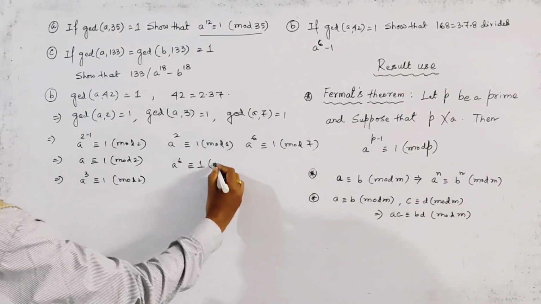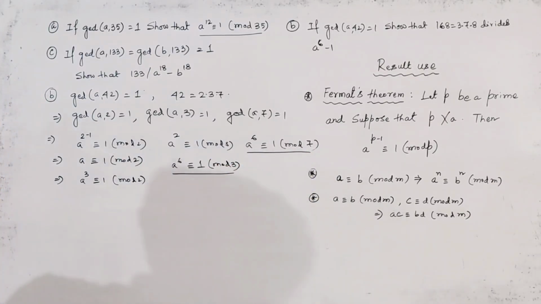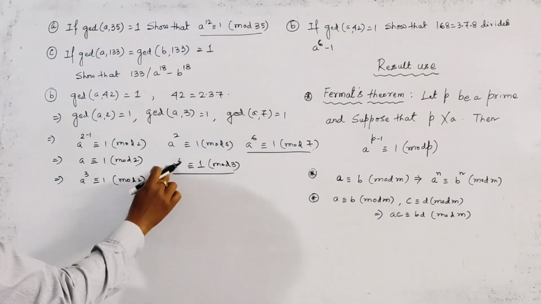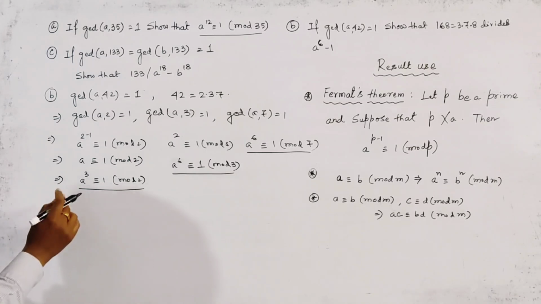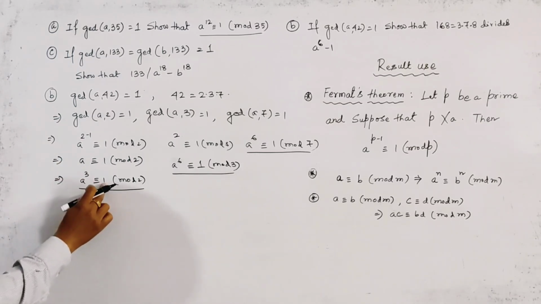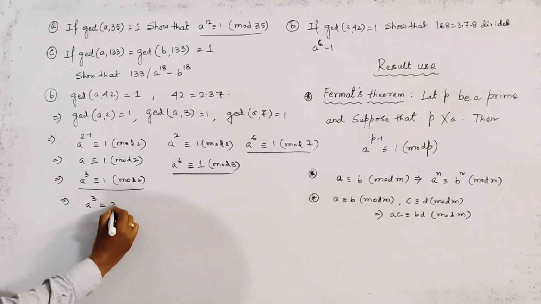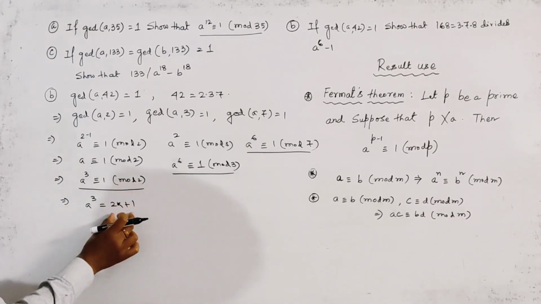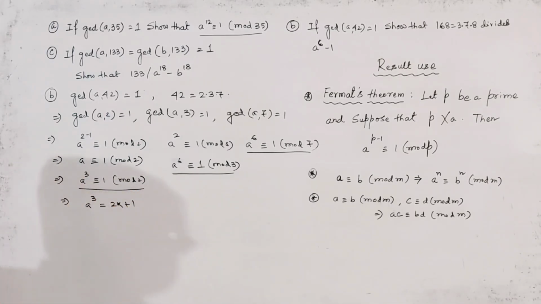This is 1 mod 3, and this is the same. Because we get a to the power 6 congruent to 1, and also here we get a to the power 6 congruent to 1. Now from here it is clear that a cube is congruent to 1 mod 2. This means a cube is in the form of 2k plus 1, because when we divide 2k plus 1 by 2, its remainder is 1, where k is any integer.